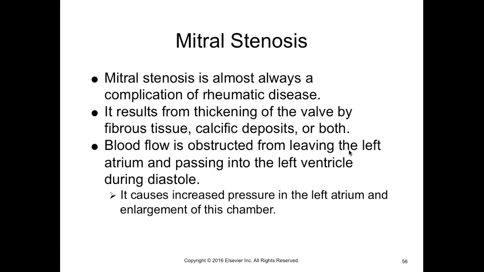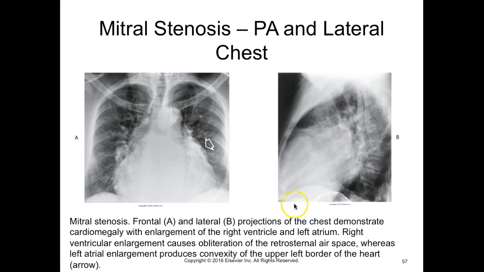Mitral valve stenosis is almost always a complication from rheumatic disease, a result from thickening of the valve by fibrous tissues, calcific deposits, or both. Blood flow is obstructed from leaving the left atrium and passing into the left ventricle during diastole. So it causes an increased pressure in the left atrium and enlargement of this chamber. So you can see here the left atrium right here. So the right ventricle causes obliteration, whereas the left atrial enlargement produces convexity in the upper left border of the heart. So right here, you can see this lump. It's like, what is this lump? That's what that is.